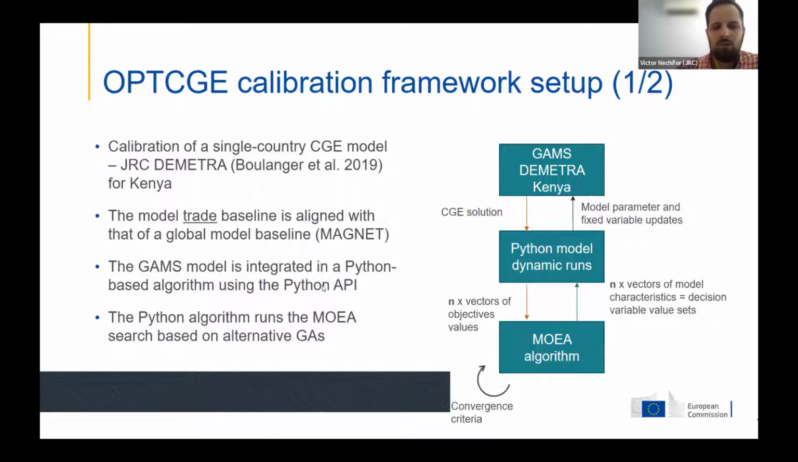As I said, we take the GAMS model and we put it into the Python-based algorithm with the Python API, and then the Python algorithm is the one that runs the MOA. And we can specify alternative genetic algorithms. And here is just a summarization of what's going on. The MOA determines the N vectors of model characteristics, in our case, N sets of different values for our elasticities. And then the GAMS model will solve them in parallel. We'll send back the solution to the MOA, and there will be the sorting, and the process will continue as an iteration until the convergence criteria is met.